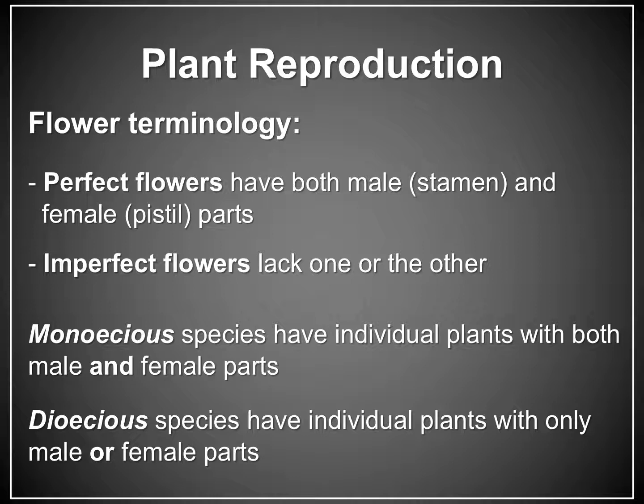So monoecious trees may maintain either perfect or imperfect flowers. But again, both male and female organs are present on the same individual. By definition, dioecious species always maintain imperfect flowers because both male and female organs don't exist on the same individual.